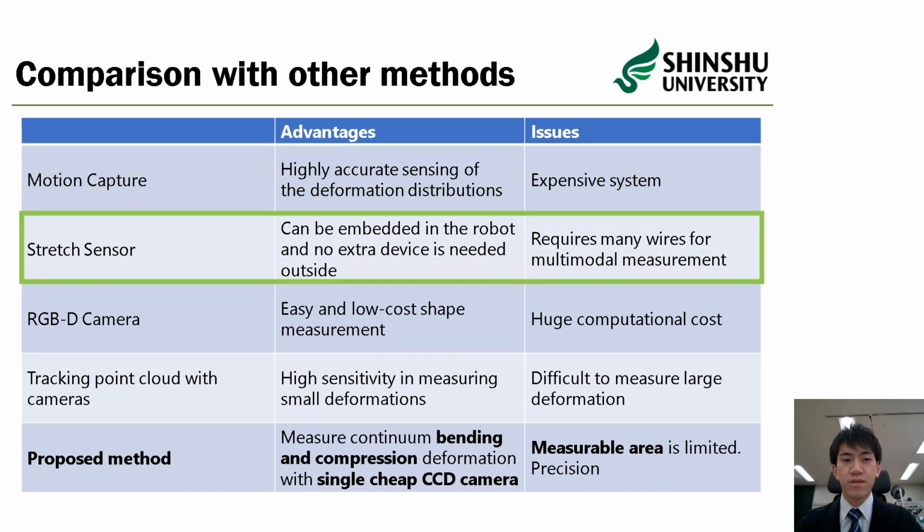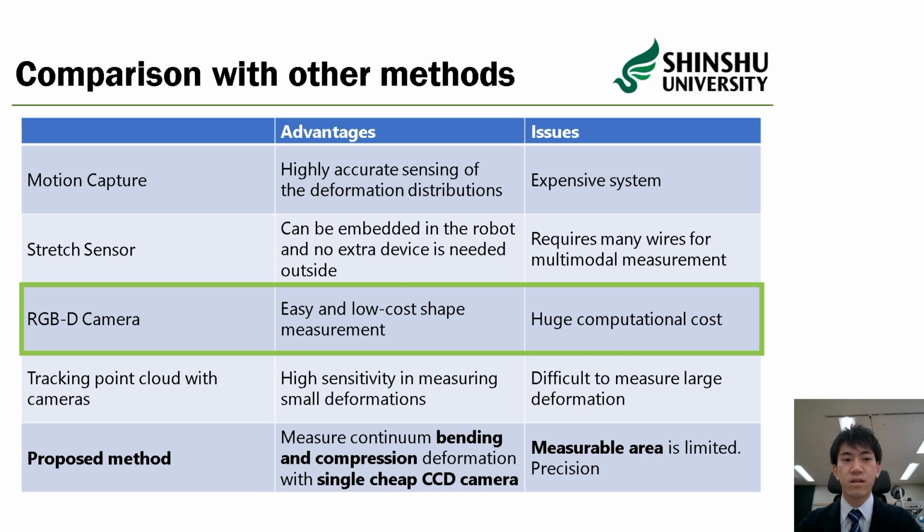Stress sensor is another way to sense soft-bodied robots' deformation. The advantage is the ability to be embedded in the robot, and no extra device is needed outside. On the other hand, the way requires many wires for multi-modal measurement.